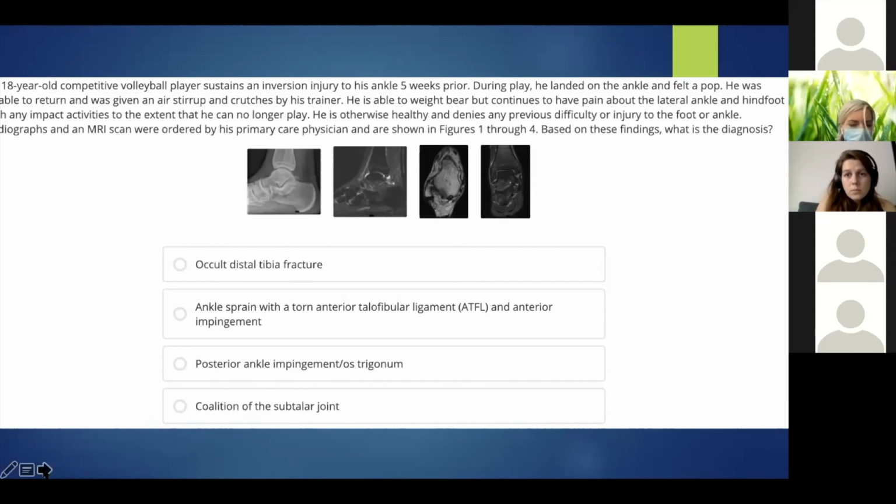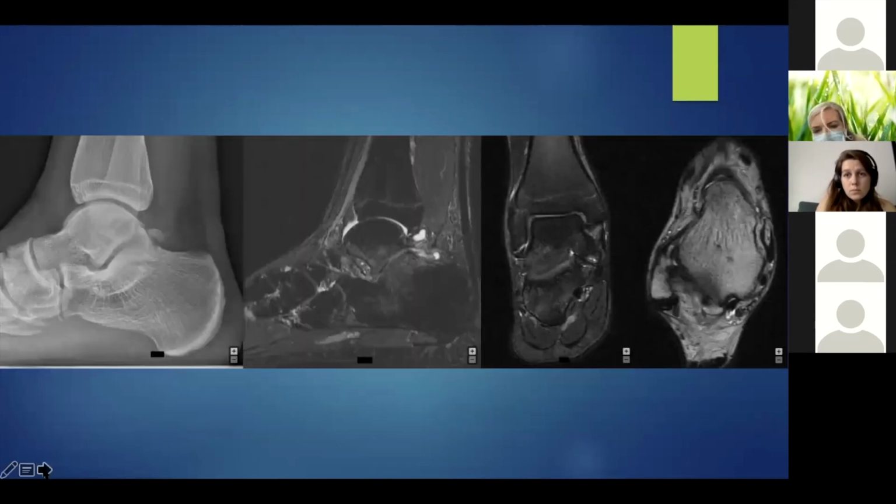We can take a look at the imaging. This is a little tricky to see here. Okay. Looks like there might be, I think, would that be an os trigonum back there? Yes, you're correct. There is an os trigonum here. It's hard. I don't know if you can really see it on this one, but do you see anything unusual on this MR cut here?